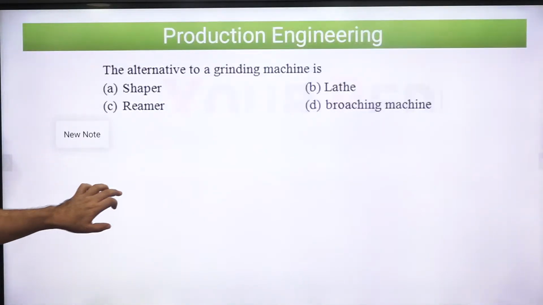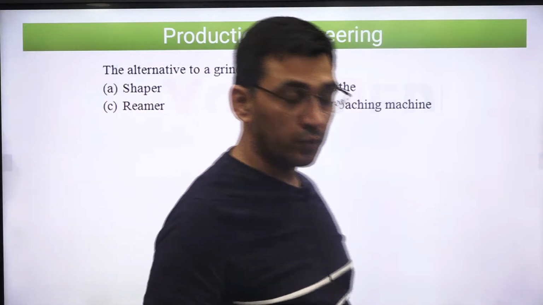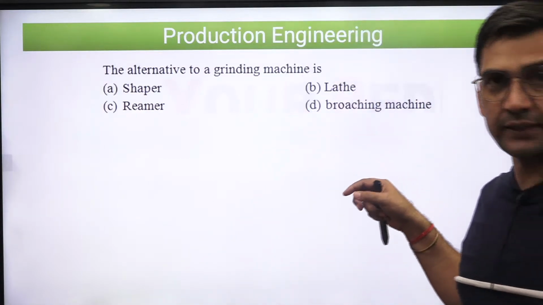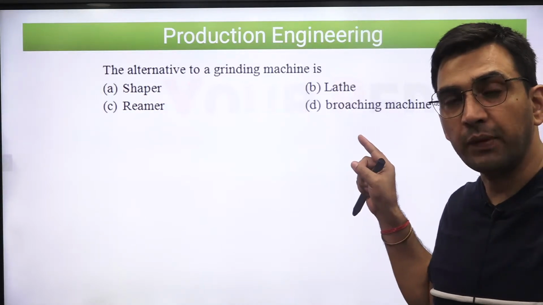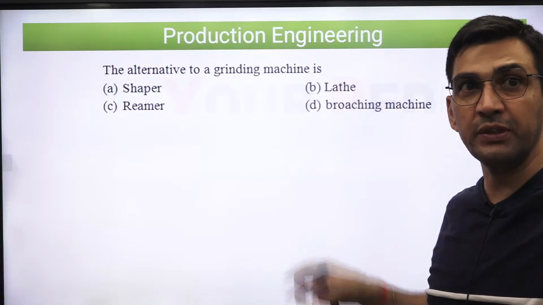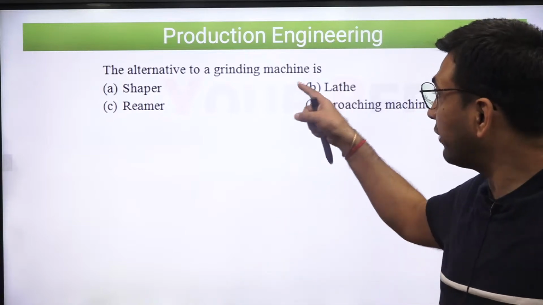What is the alternative to a grinding machine? That means, let us say in some particular case, I want to machine the material such that it gives me equally good surface finish or machining characteristics. Which one will I go for? That is the meaning of it. So, the alternative to a grinding machine over here.